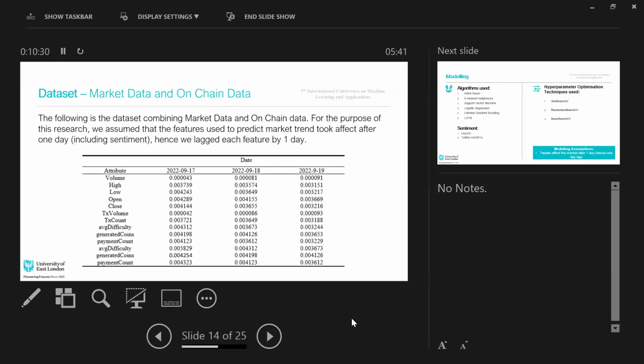Then we wanted to create one big, full data set with the market data, the blockchain data, and the Twitter data. Here's a snapshot. You can see everything's been normalized. It's on a daily time scale, and we have all of our various attributes. Then we labeled it and lagged each feature by a day, which is an assumption that we've made for the purpose of this research.